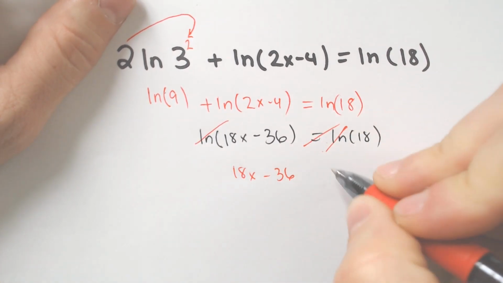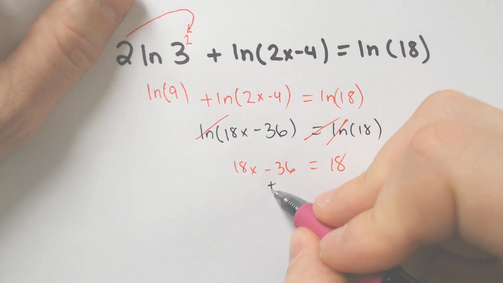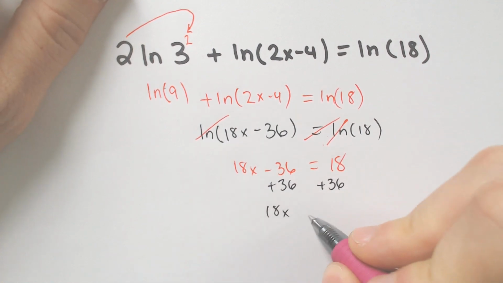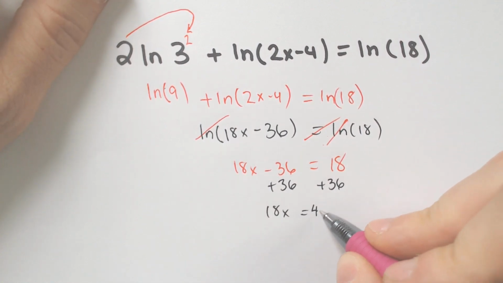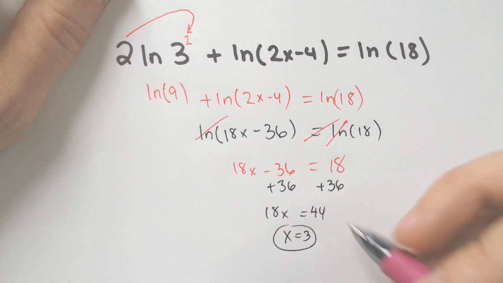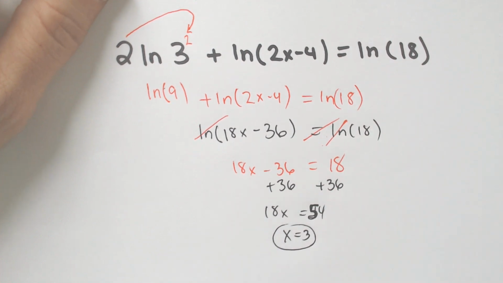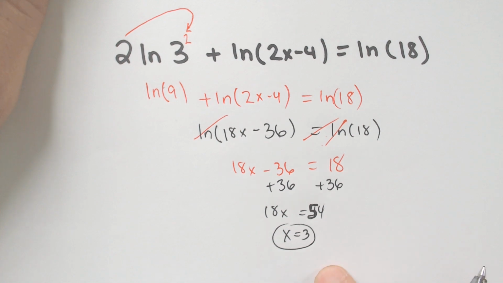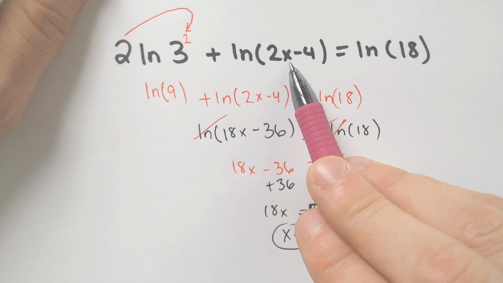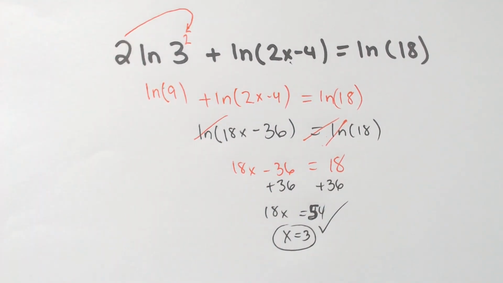18x minus 36 equals 18. Add 36 to both sides. 18x would equal 54. And when you divide, you get 3. I knew the answer was 3, so I didn't focus on adding. So x is equal to 3. Make sure when you plug in 3, you're not going to take the log or ln, in this case, of a negative. 2 times 3 is 6, minus 4 is 2, thus saying that that is okay.